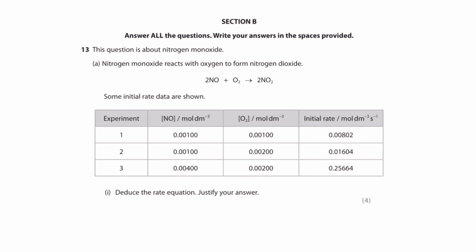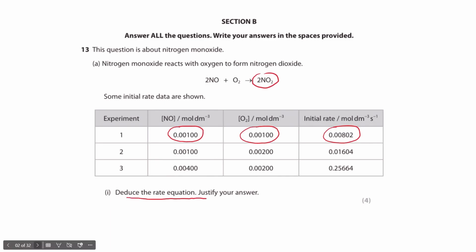Okay, let's see. First question, Question 13 part A, says that nitrogen monoxide reacts with oxygen to form nitrogen dioxide. So they have done this reaction in different concentrations of nitrogen monoxide and oxygen, and they have found the rate of the reaction. The question asks them to deduce the rate equation and justify your answer.